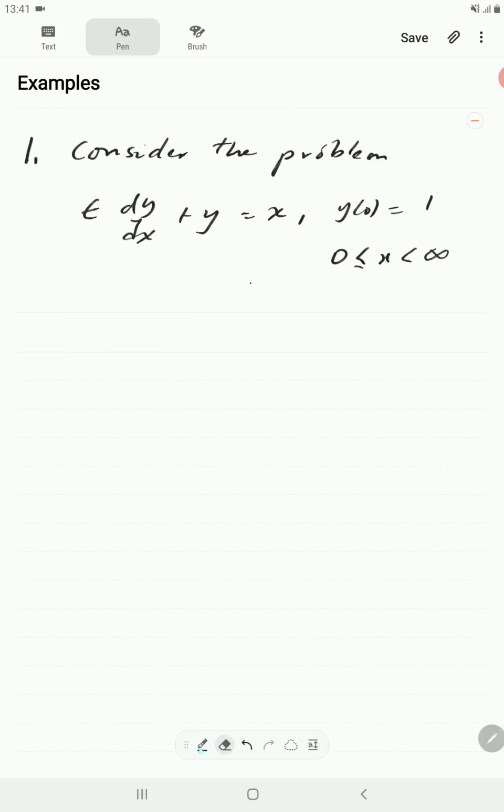We have epsilon dy/dx plus y equal to x. The initial condition is when x is 0, y is 1, and we're looking for a solution in the domain x greater than 0, x equal to 0 included.